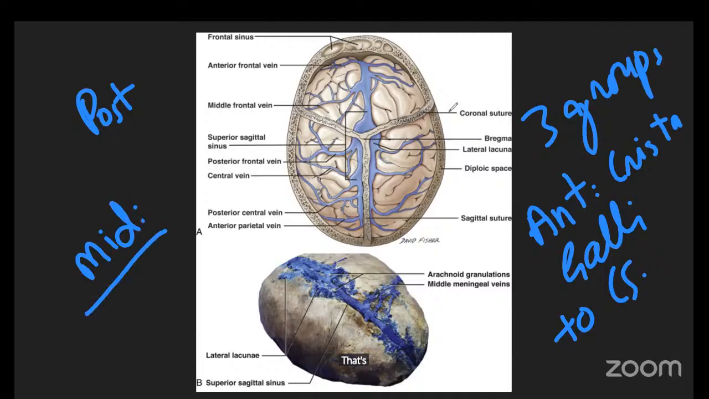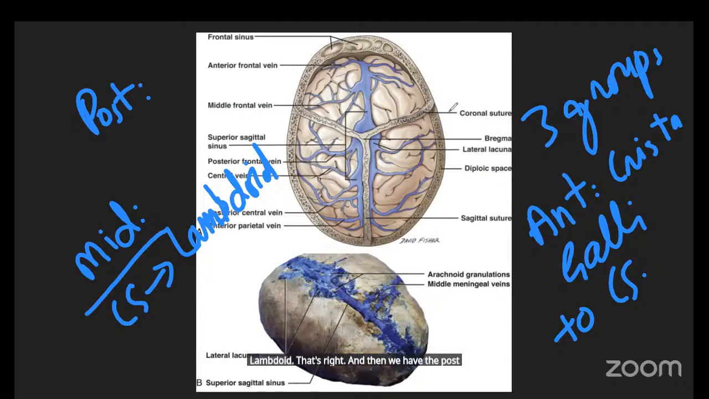That's easiest. The coronal suture too, that's between the coronal to lambdoid sutures, I think. To lambdoid. That's right. And then we have the posterior. The lambdoid to the confluence of sinuses. That's right. Lambdoid to the torcula or the confluence of sinuses. So these are the 3 segments.